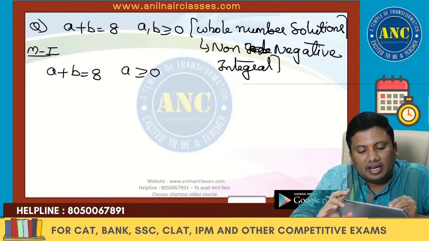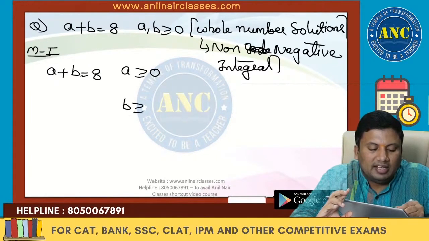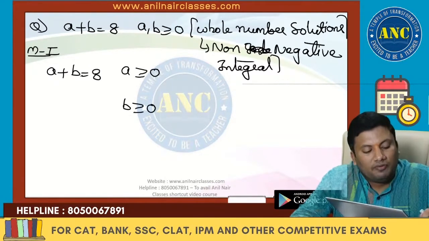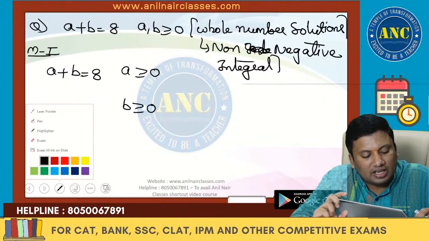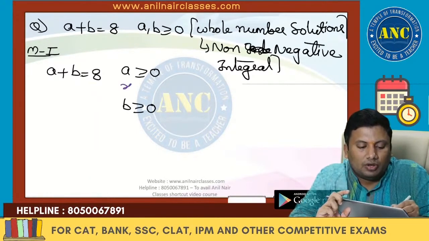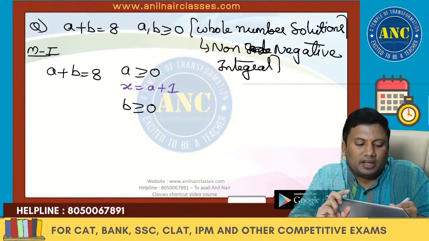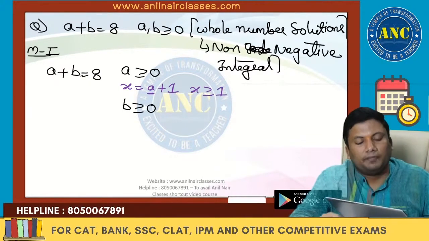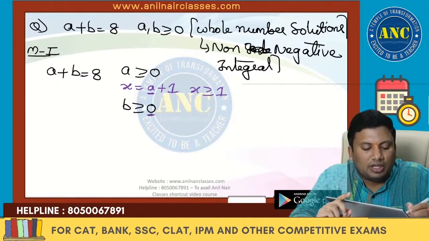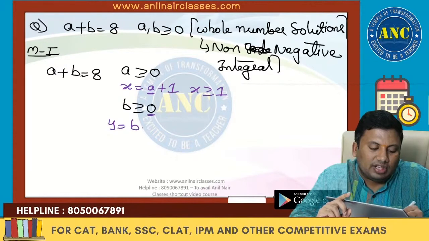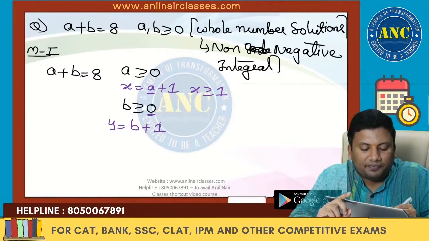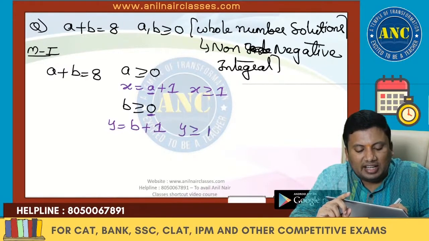A is greater than or equivalent to 0. B is greater than or equivalent to 0. We know the shortcut when the variables are starting with 1. So, let us take a variable x. X equivalent to a plus 1. If a is 0, x will be greater than or equivalent to 1. Make the domains from 0 to 1. Y is nothing but b plus 1. Y is greater than or equivalent to 1.